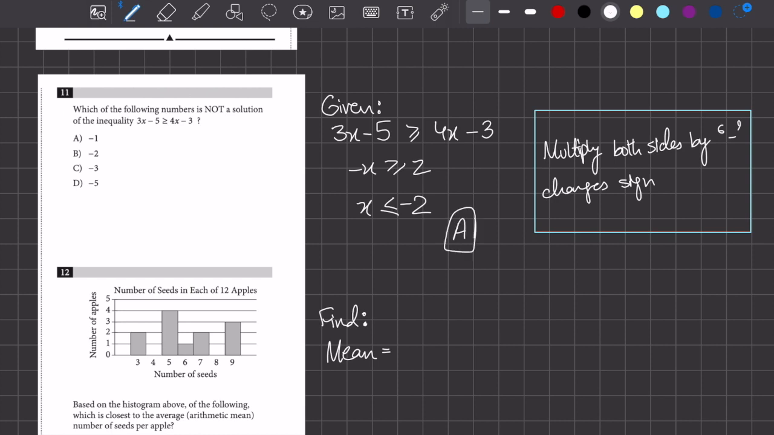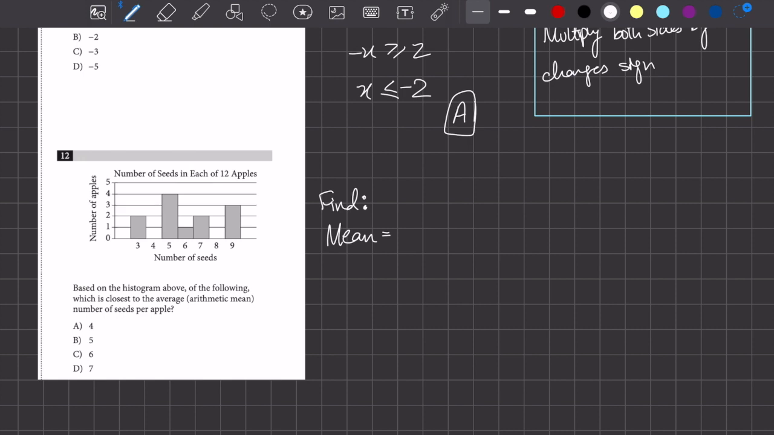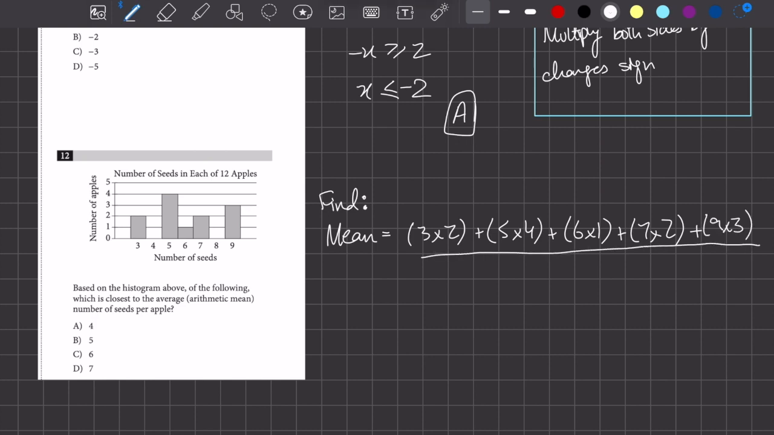For question 12, we find the mean first, which is given by multiplying the height of the column with the number underneath it, adding all the values, and then dividing by the total number, which is given as 12. The mean comes out to be 6.08, which is closest to option C.